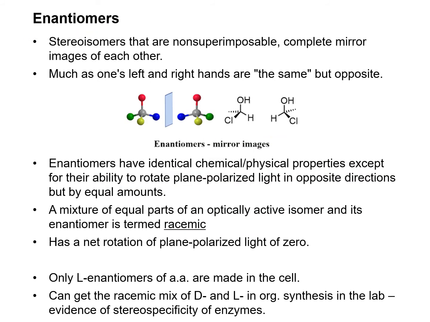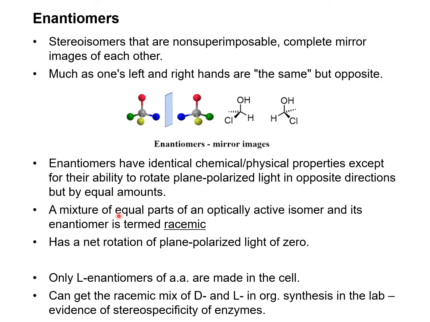Enantiomers arise from compounds with chirality. So they are the stereoisomers that are not superimposable, which are the complete mirror images of each other. It's the same as one's left and right hands, which are the same but at the opposite phase. Enantiomers have identical chemical and physical properties, except that they have the ability to rotate plane polarized light in opposite directions, like we've seen in the previous slide, but by equal amounts.